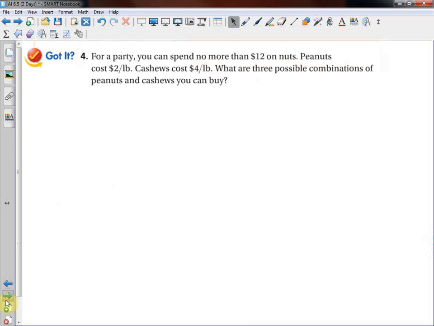All right, here's one for you. Similar to the previous problem, so try to set it up the same way. And then 3 possible combinations.